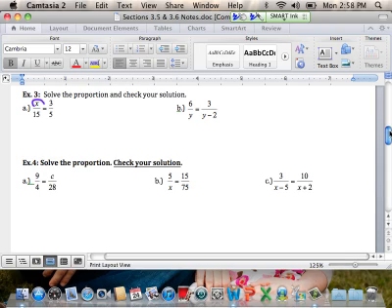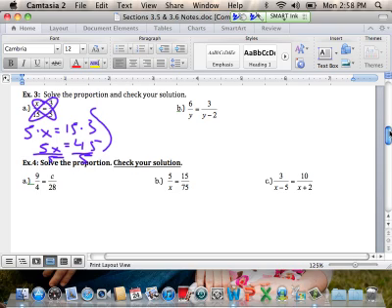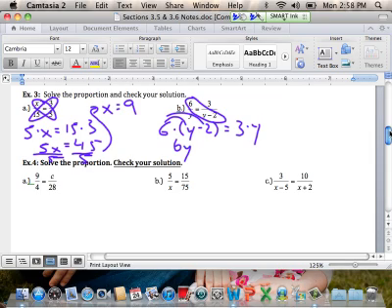So I'm going to cross multiply here. Okay, so I get 5 times x equals 15 times 3, which says 5x equals 45. Divide both sides by 5, so x is equal to 9. Okay, x equals 9. When I cross multiply in part B here, now you've got to be careful, because when I do this, that's 6 times y minus 2 equals 3 times y, and you've got to distribute. Okay, so 6y minus 12 equals 3y.